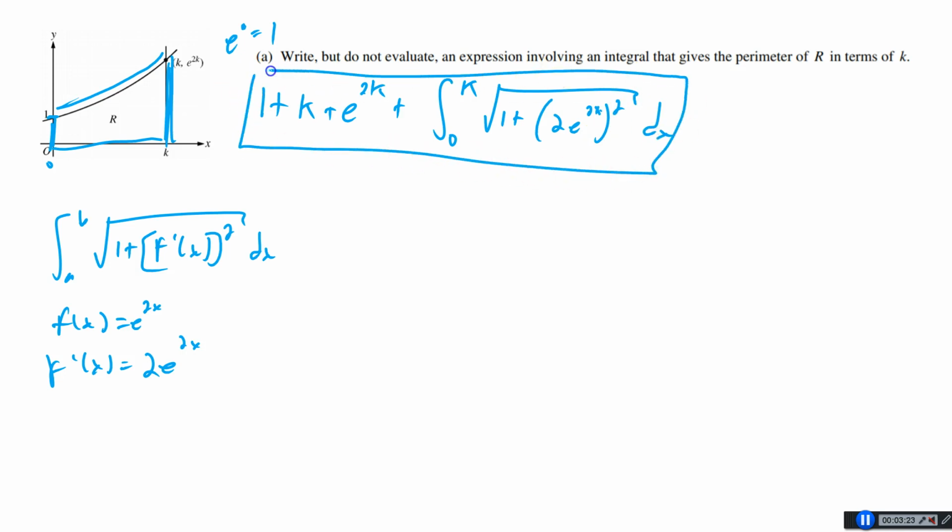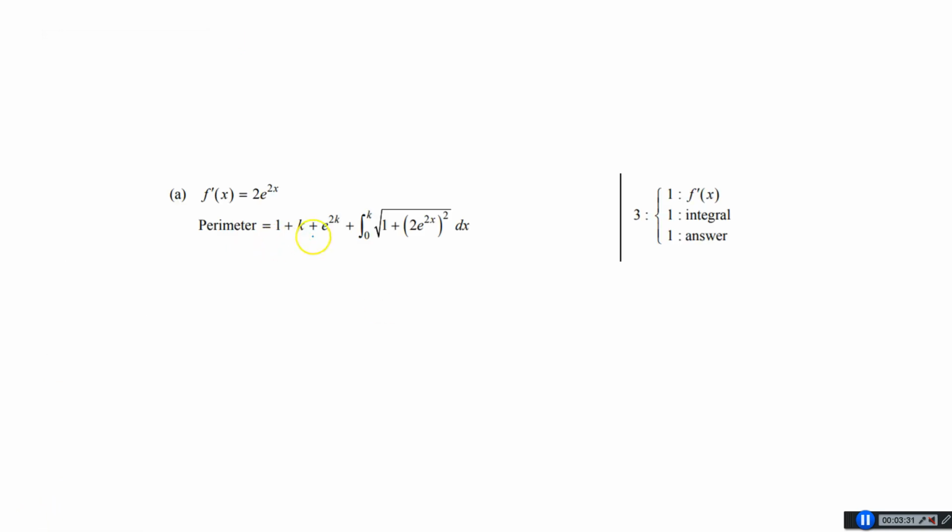Okay. Big trap to fall into here is just giving the curve length, right? Remember, they want the perimeter, so you have to give all 4 pieces of it. Let's see how we did. 1 plus k plus e to the 2k, and then the integral from 0 to k of the square root of 1 plus (2e to the 2x) squared, dx.